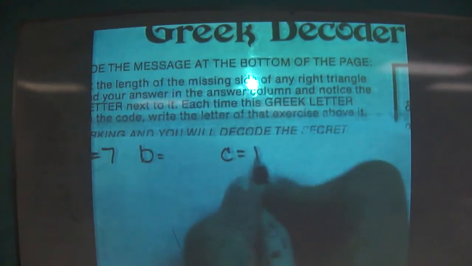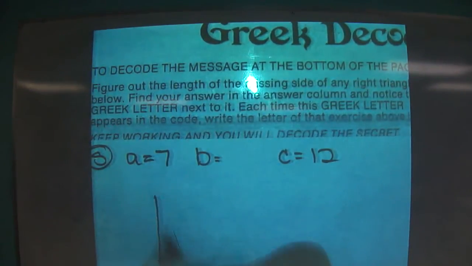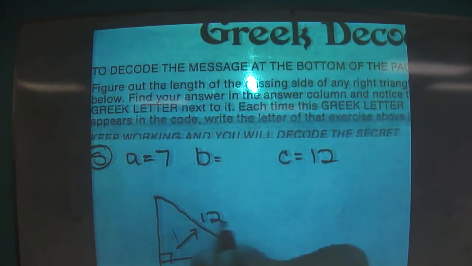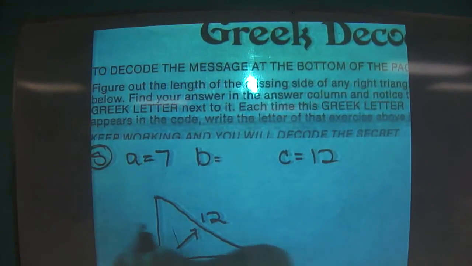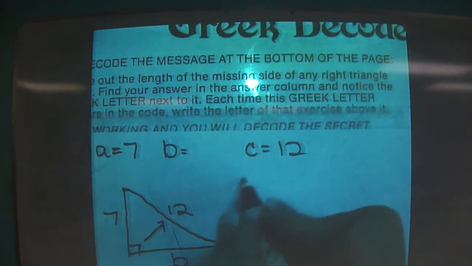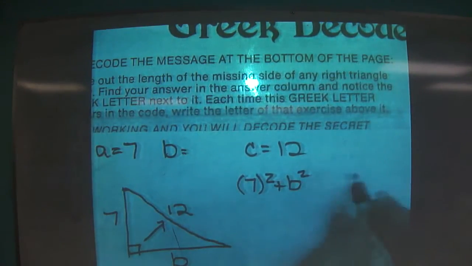If we actually had the triangle, it would look maybe like this, with a right angle like this. So we know the right angle is pointing at C, which they told us was 12. A can be either of the legs, so let's say this is A, and B is missing. So A squared, which is 7 squared, plus B squared equals C squared, or 12 squared.